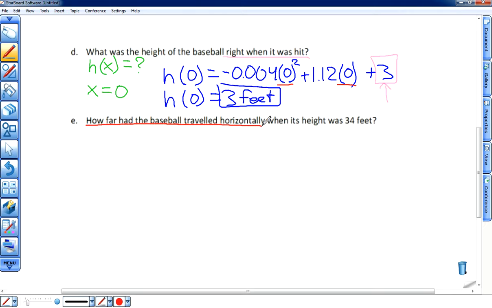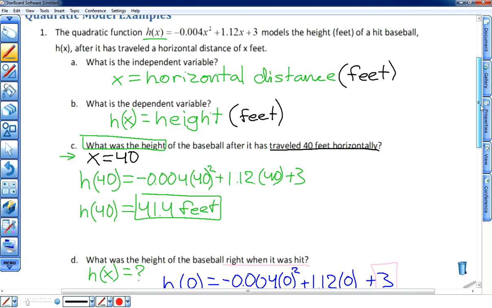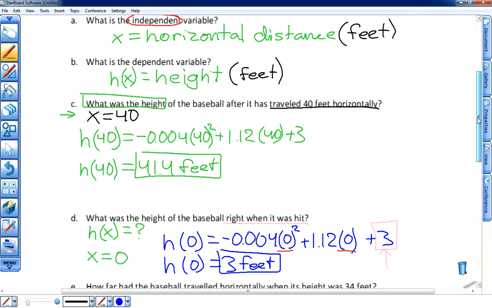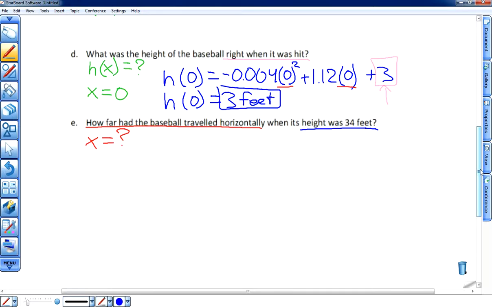Back up top, we had identified horizontal distance as our independent variable. So in this case, our independent variable x, which is horizontal distance, is what we're supposed to be finding. We need to find x. This is what we do not know. However, we're given some information. We're given that the height was 34 feet. Well, height, if we go back up here, was our dependent variable. Right. So we're given that h is equal to 34 feet.